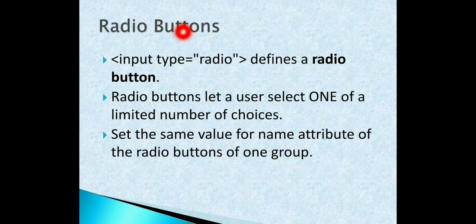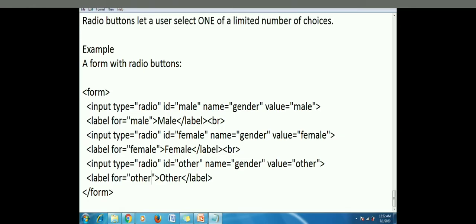Next we have the radio buttons. Input type is equal to radio defines a radio button. Radio buttons let a user select one of a limited number of choices. One thing you need to keep in mind is that you need to set the same value for the name attribute of the radio buttons of one group. Here you can see in this example.